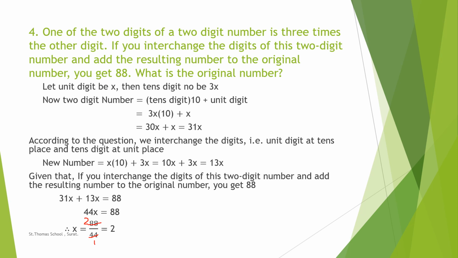Now we have to find what the original number is. What is the original number? 31x. So multiply 31 by the value of x. 31 twos are... so what is the answer? The two-digit number is equal to 31 twos, which is 62. Is it clear now?